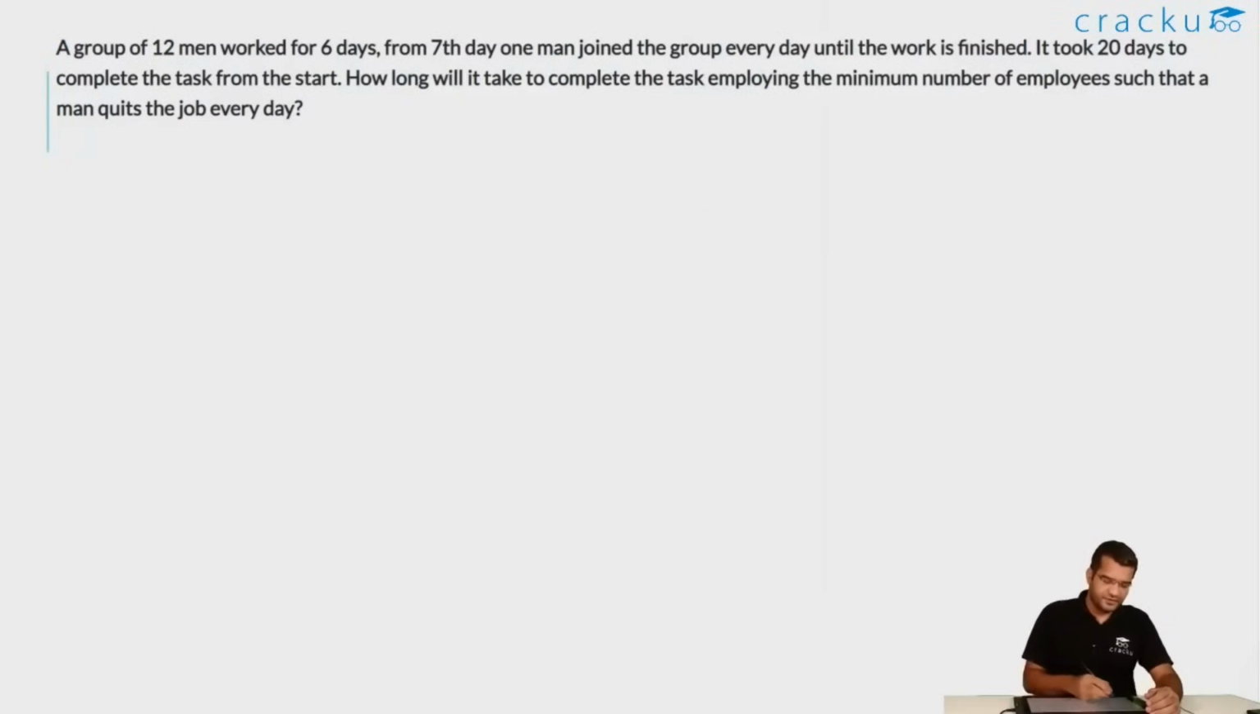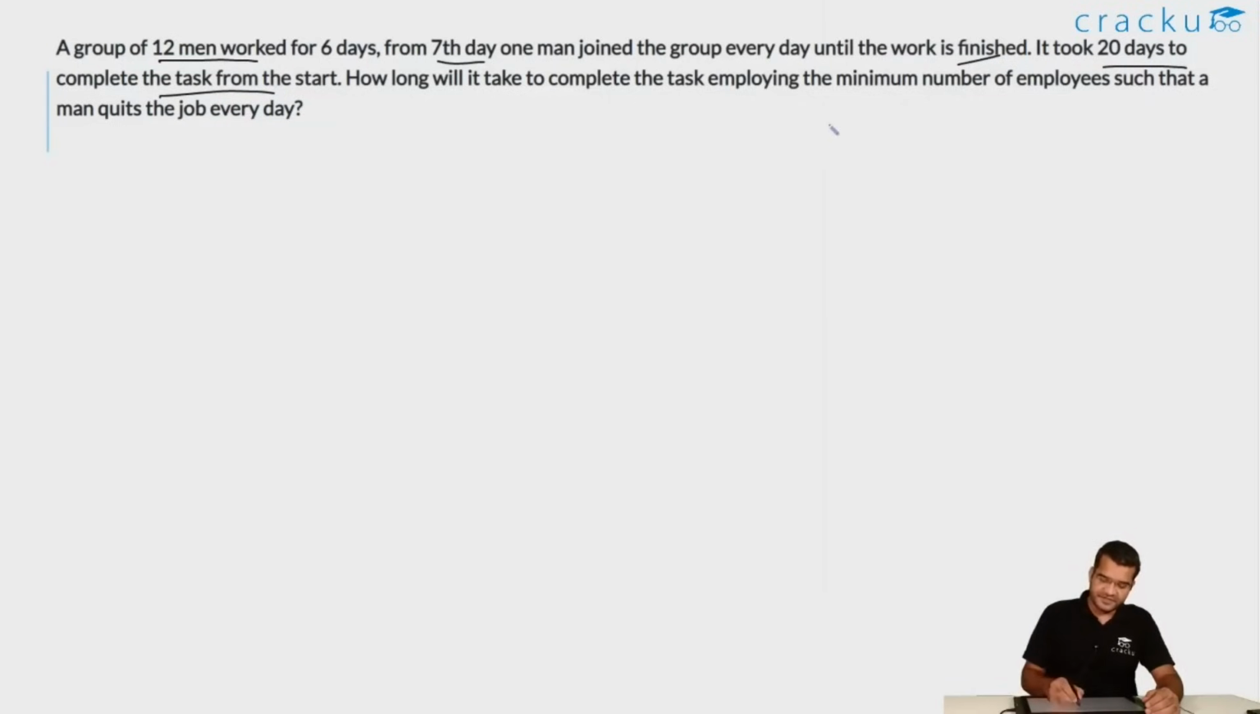In this question, we are told that a group of 12 men worked for 6 days, and after that, every day, one man was joining. So on the 7th day, one man joined, 8th day, another man joined, and so on till the work was finished. And it took a total of 20 days from the start for the task to be finished.